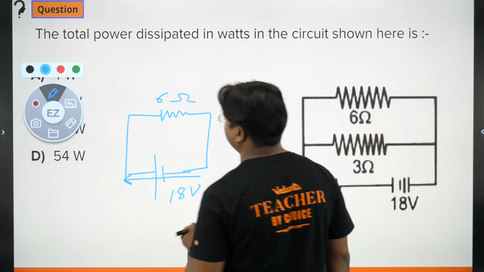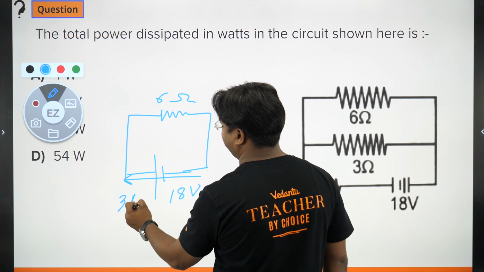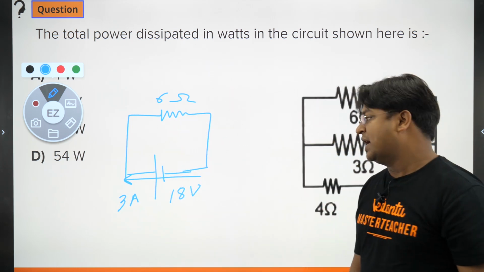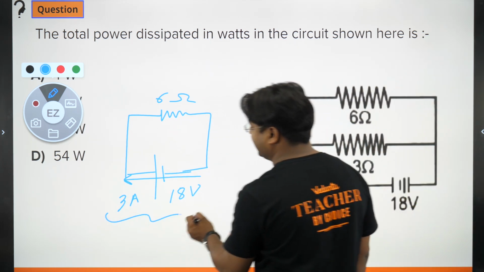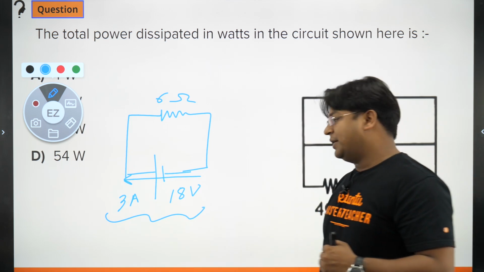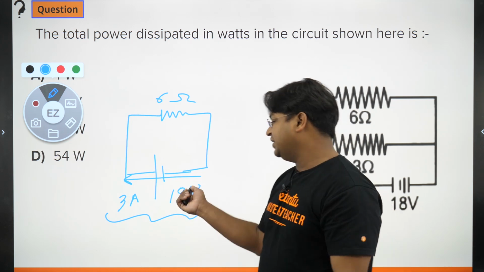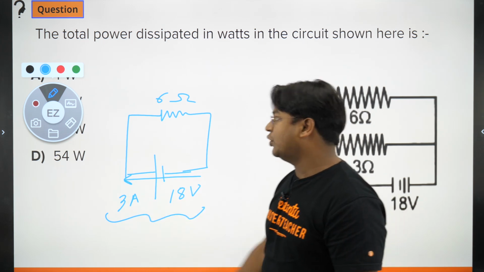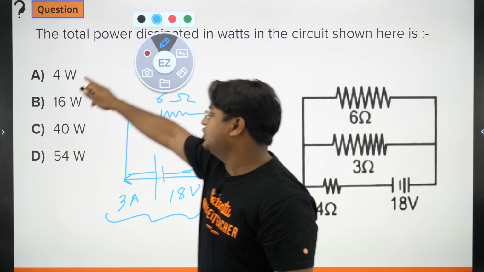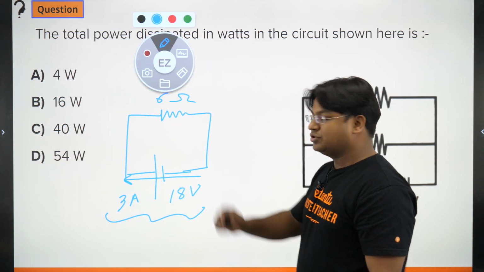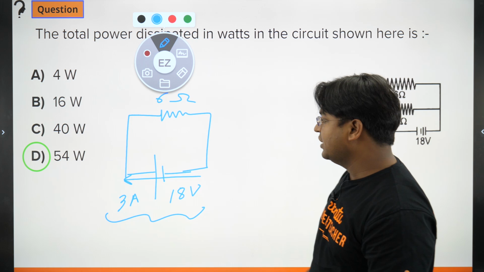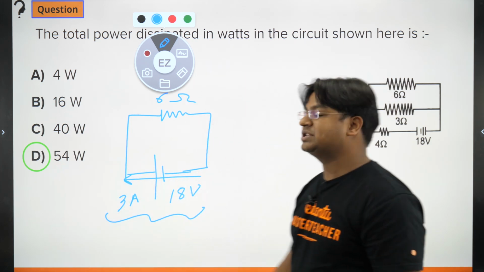Can I say the current flowing through the circuit will be 3 ampere, EMF divided by resistance? And if that is the case, then the power developed by the battery, or the rate at which chemical energy is getting consumed, will be EMF into the current. So 54 watt should be the correct answer. In the options we have 54 watt, so that should be the correct one. Let's have a look at it and we can see that 54 watt is actually the correct answer.